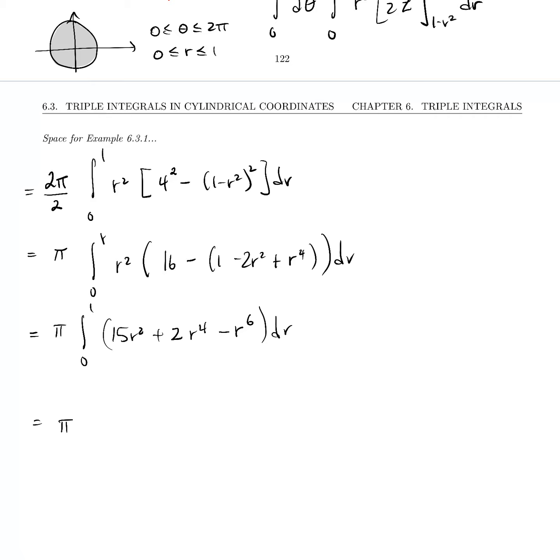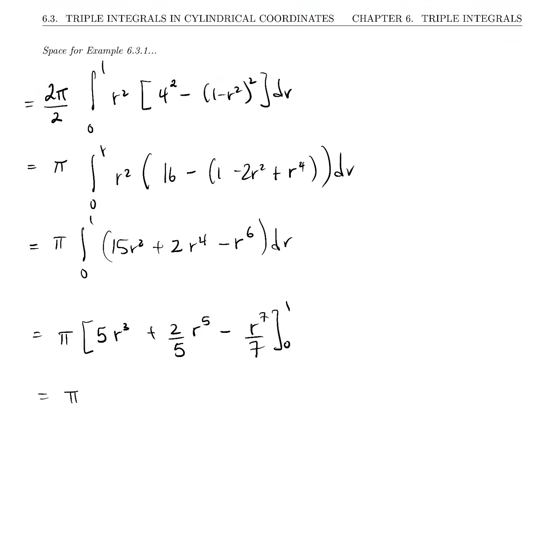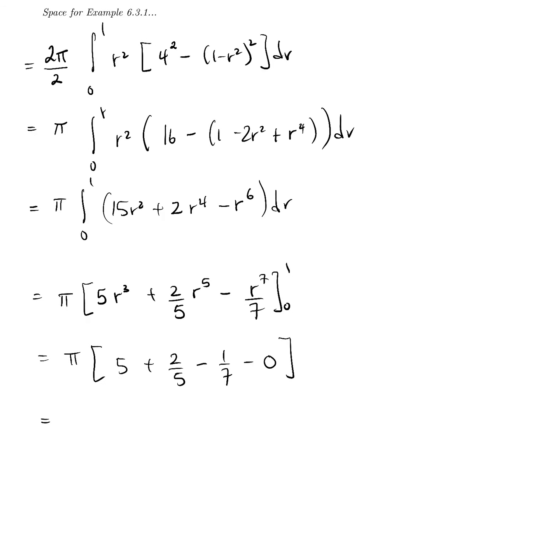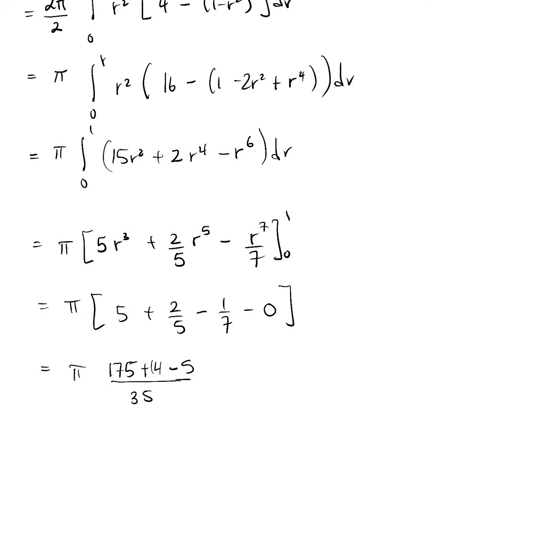So pi times, now we can anti-differentiate. We're going to get r cubed over 3, 15 divided by 3 is 5, plus r to the 5th over 5, minus r to the 7th over 7 from 0 to 1. So pi times 5 times 1 plus 2/5 times 1 minus 1/7. All of that minus 0. And so we need a common denominator here. A common denominator is going to be 35. 35 times 5 is 175, 175 plus 14 minus 5, which is going to give me 184 pi over 35, and this is whatever units of mass, because we were told that we had a density function.